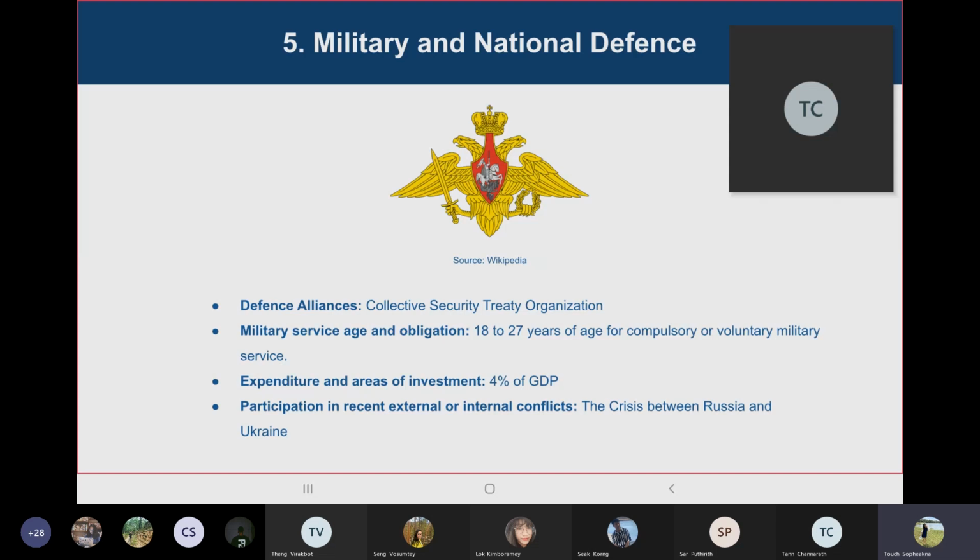For military and national defense, the defense alliance is the Collective Security Treaty Organization, or in short CSTO, a Soviet-led military alliance of 7 former Soviet states that was created in 2002. The military service age and obligation, both compulsory and voluntary, is from 18 to 27. The expenditure is 4% of GDP. The participation in recent external conflict is the crisis between Russia and Ukraine. This is not recent enough, but this issue is still burning within the society of Russia and Ukraine.